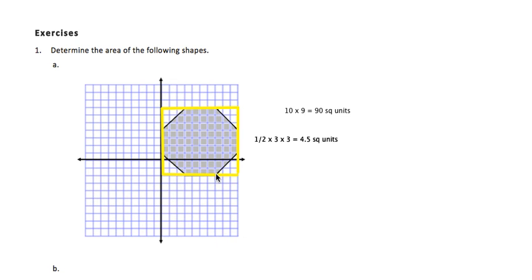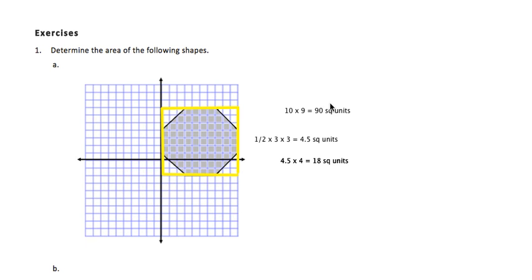And just to double check, you want to look at the dimensions of all of the other triangles. I see 3 by 3 here. 1, 2, 3, 1, 2, 3, 1, 2, 3, 1, 2, 3. So they are indeed all 3 by 3. So that means that we'll take our 4.5 square units and we'll have to multiply that by 4, which will give us a total of 18 square units for those triangles that are the corners of our rectangle.